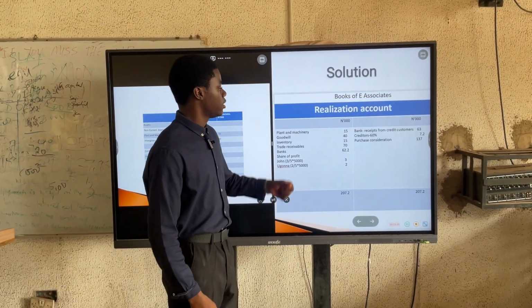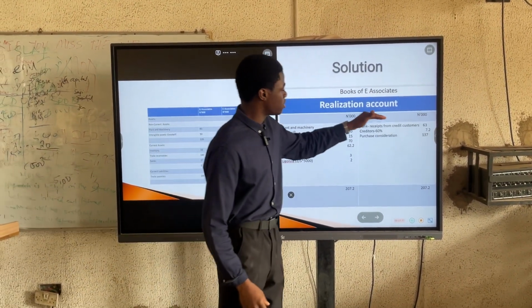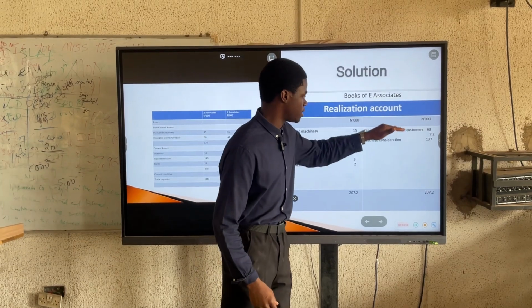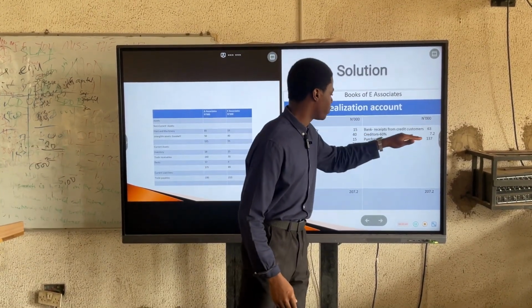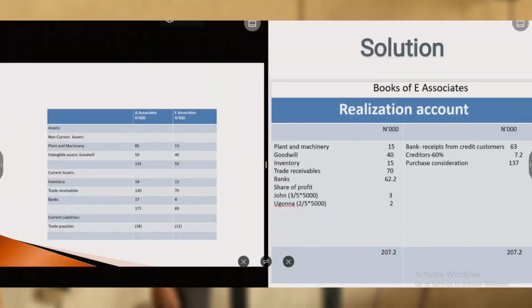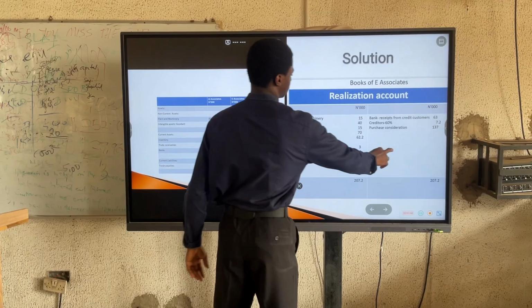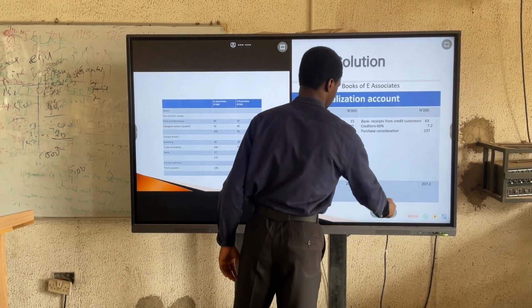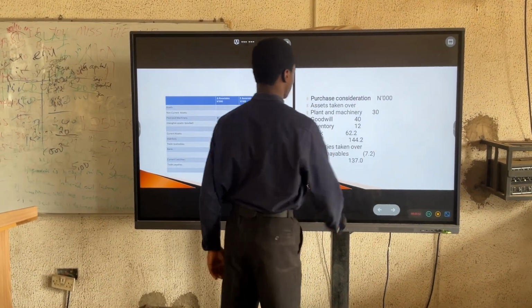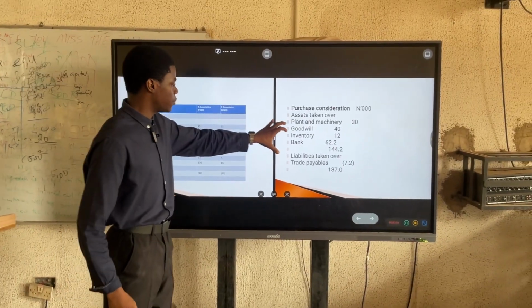And I said, based on this place, the credit side is the amount they realize, and so you're going to write 7.2. Now, purchase consideration. How did they get their purchase consideration? Let's look at the solution for purchase consideration. Now, this is how they got their purchase consideration.